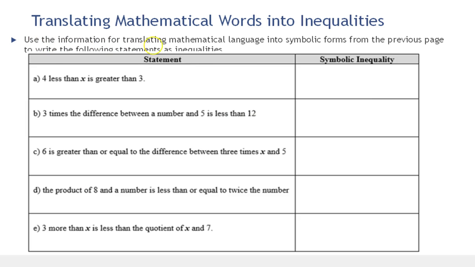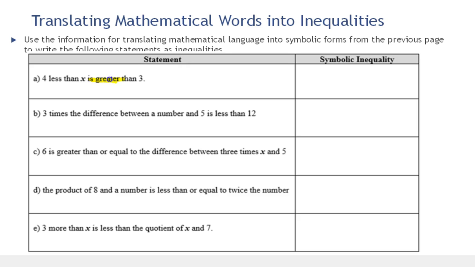Use the information for translating mathematical language into symbolic forms from the previous page to write the following statements as inequalities. Okay, so let's read the first one. 4 less than x is greater than 3. Okay. So notice this is very similar to the equations that we worked with. An equation might have said 4 less than x is 3, but now notice we have the is greater than.